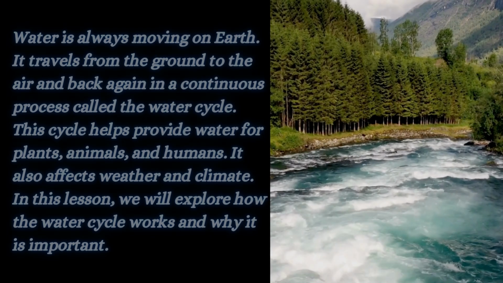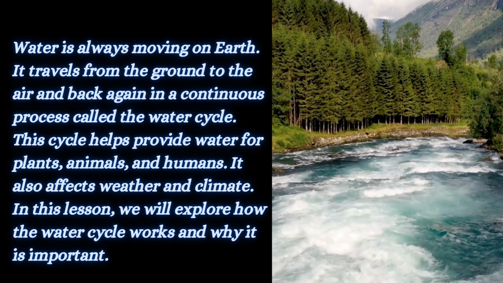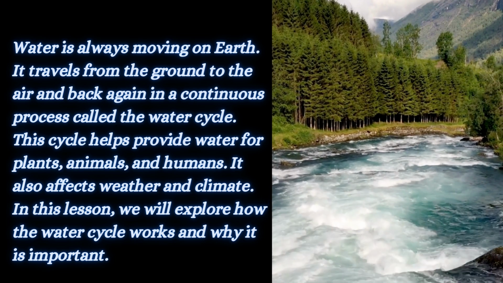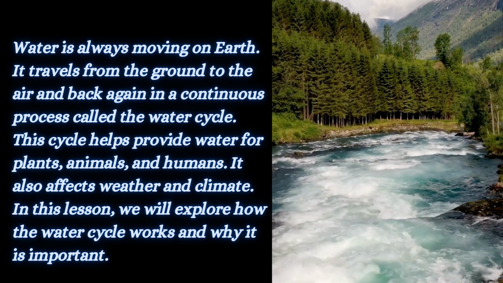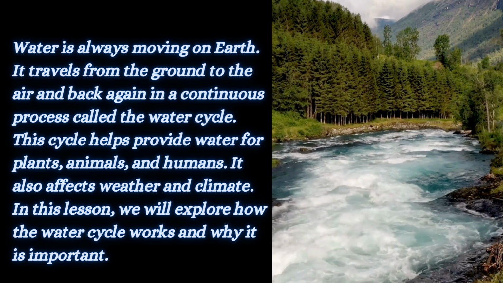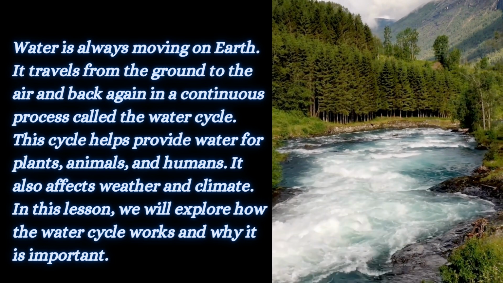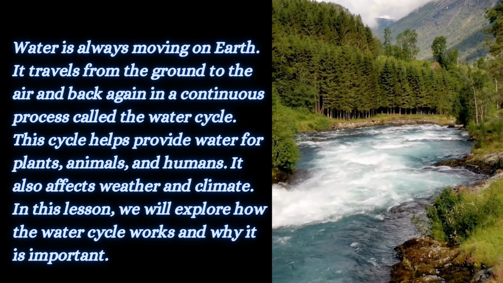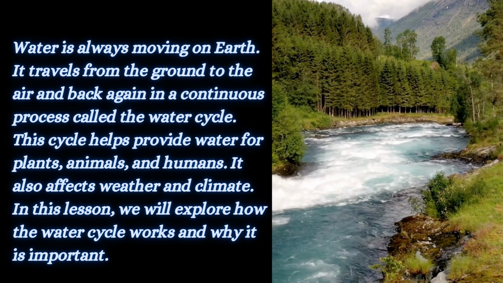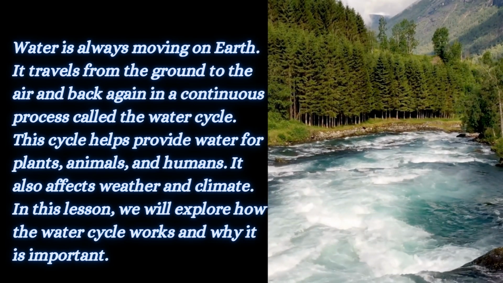Ready? Water is always moving on Earth. It travels from the ground to the air and back again in a continuous process called the water cycle. This cycle helps provide water for plants, animals, and humans. It also affects weather and climate.